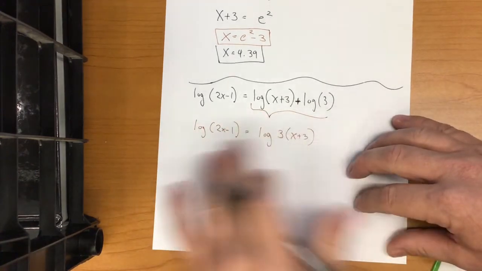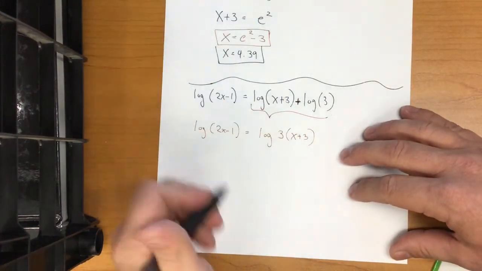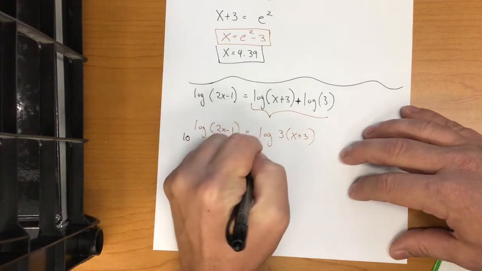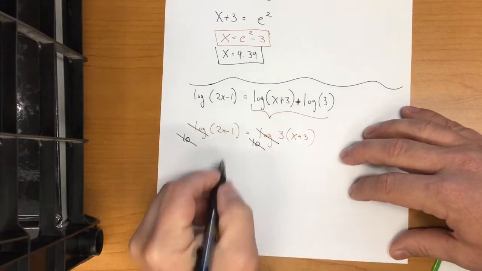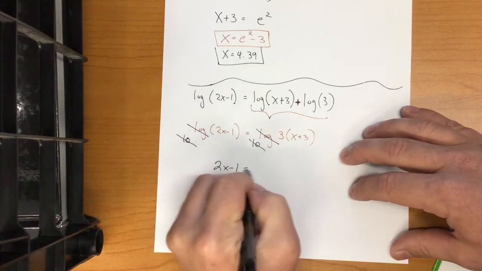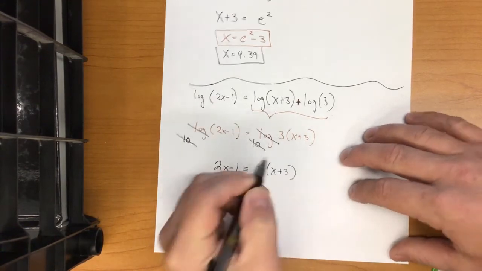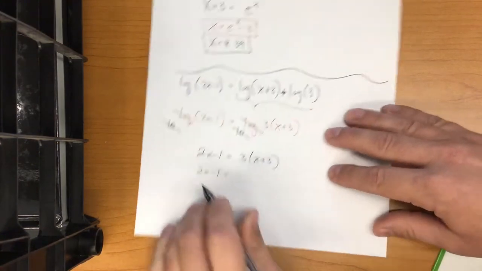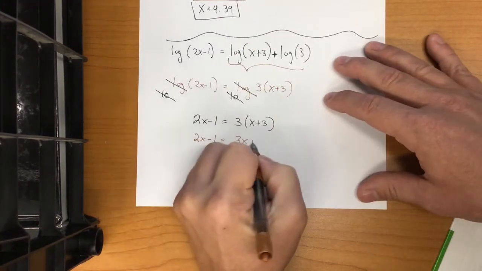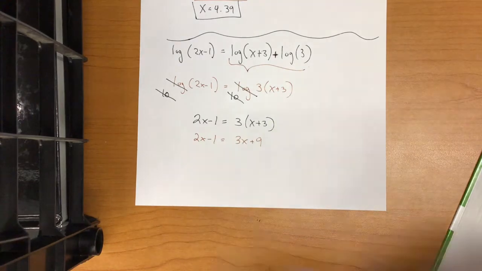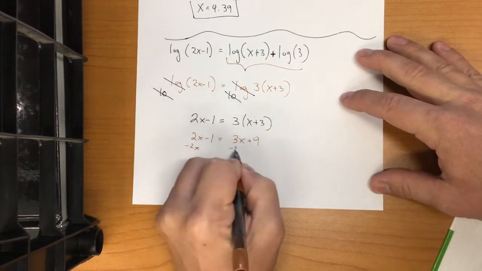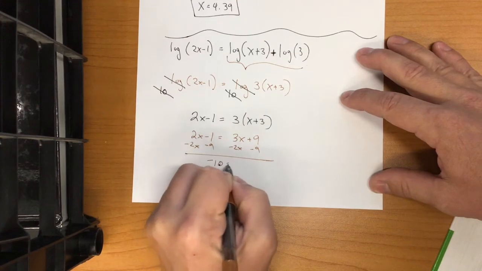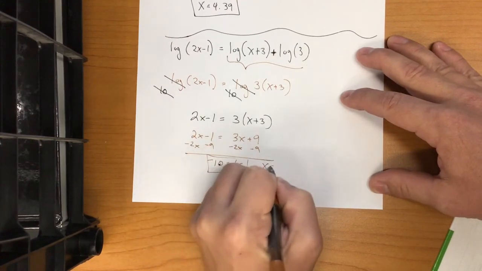So again, we're going to use a similar trick. Up there, we wanted to get rid of ln, so we used e. You have to know what base this is. This is base 10. So I'm going to raise 10 to both powers. These cancel, these cancel. 2x minus 1 equals 3 times the quantity x plus 3. From here, it's pretty simple. 2x minus 1 equals 3x plus 9. Let's see, subtract 2x from both sides, subtract 9 from both sides. You get negative 10 equals 1x, or x equals negative 10.